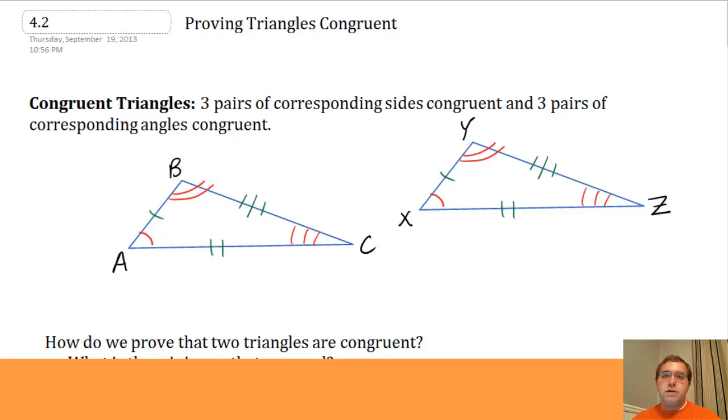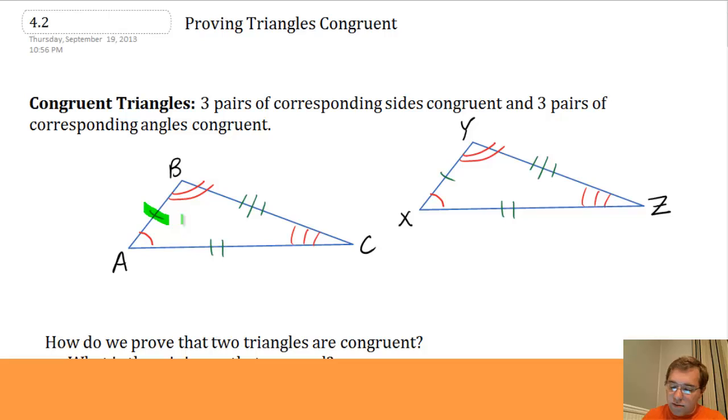This is section 4.2, proving triangles congruent. We know what congruent triangles are. We just saw that in the last section. Congruent triangles are triangles in which you have three pairs of corresponding sides congruent and three pairs of corresponding angles congruent. So in the two triangles I have drawn here, I've marked that I have three pairs of sides congruent.